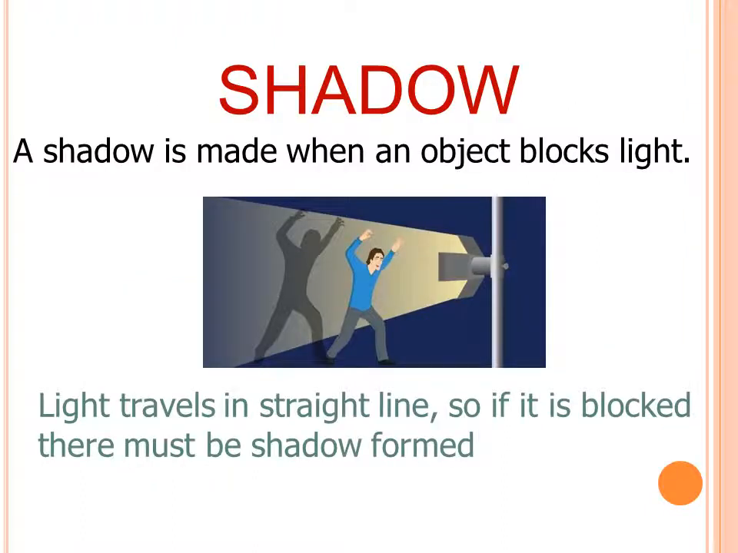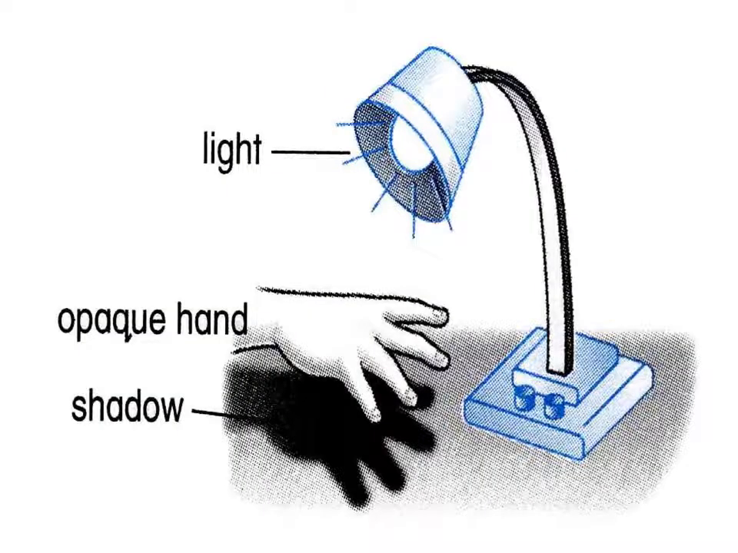As I told you, a shadow is made when an object blocks the light. That means when an opaque medium comes in between the light. Okay, so light travels in a straight line, as we all know. So if it is blocked, a shadow is formed. Just see here, a light is there, a hand. As I told you, our body is also an opaque material, and a shadow is formed below that.